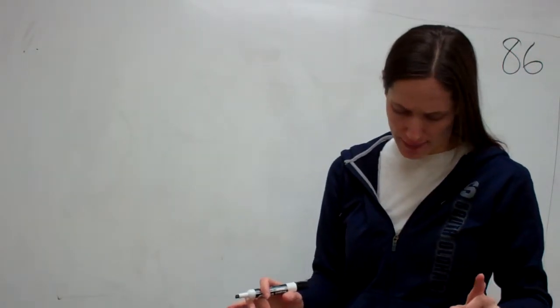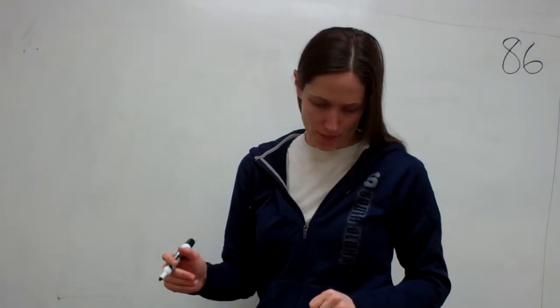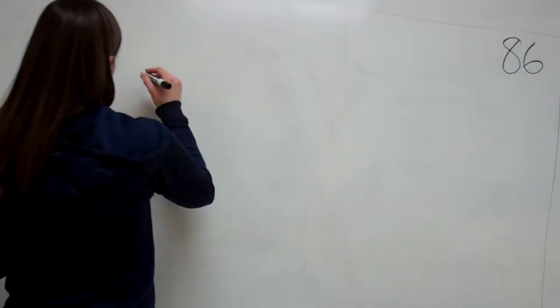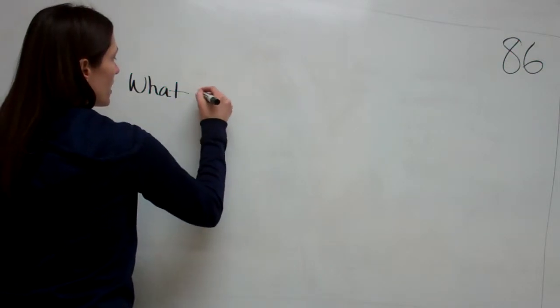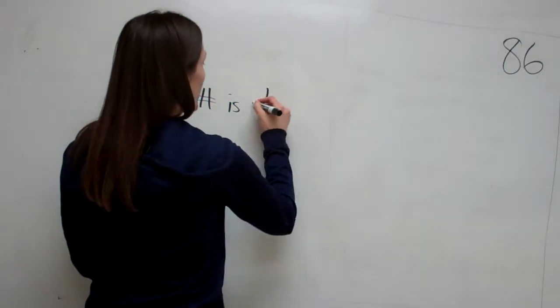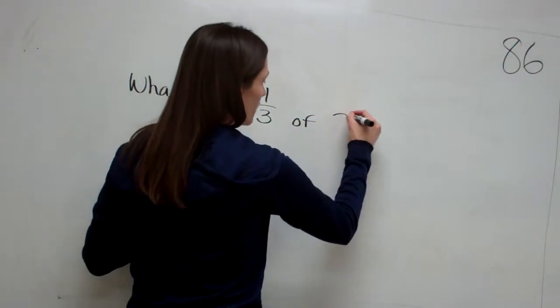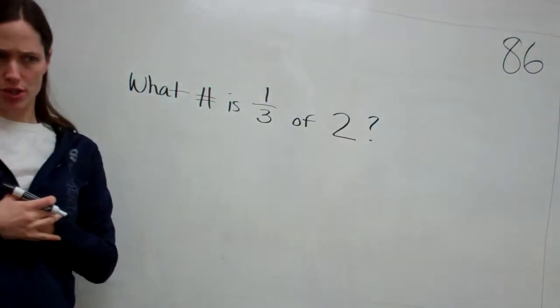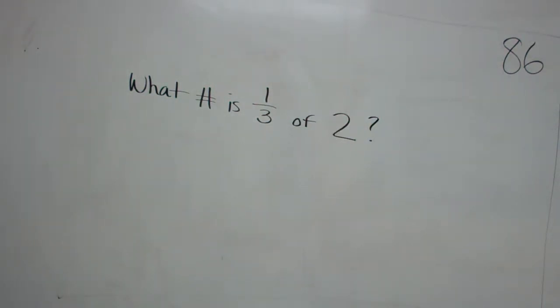So I want you to see what happens. It's going to say this. What number, I'm going to write this down. What number is 1/3 of 2? Okay, that's the question. Okay? What number is 1/3 of 2? We're fixing to find out. Now, I don't understand the question. What number is 1/3 of 2?